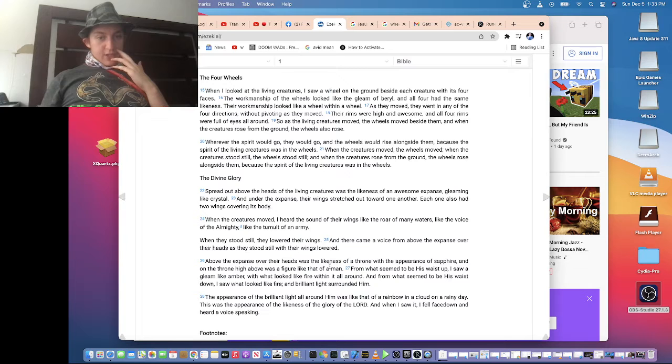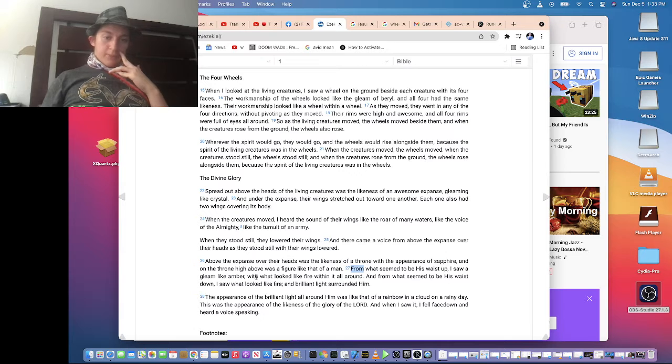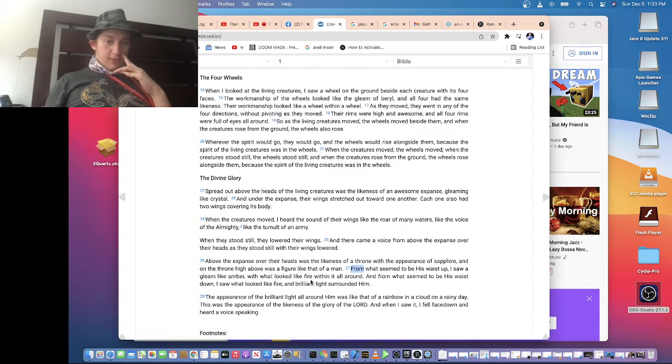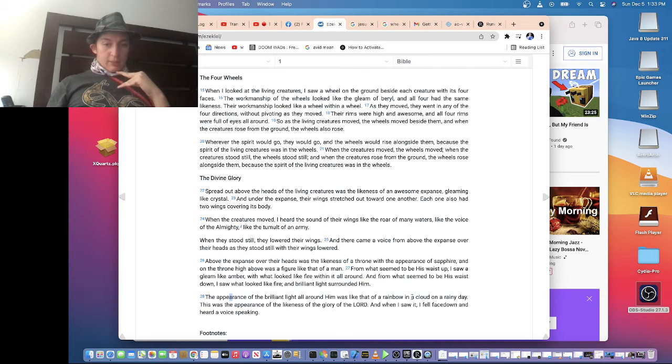A figure of a man. From what seemed to be his waist up, I saw a gleam like amber, and what appeared like fire within all around. And from what seemed to be his waist down, I saw what looked like fire, a brilliant light surrounded him. The appearance of the brilliant light all around him, like the rainbow in a cloud on a rainy day, was the appearance of the likeness of the glory of God. And when I saw it, I fell down and heard a voice speaking.